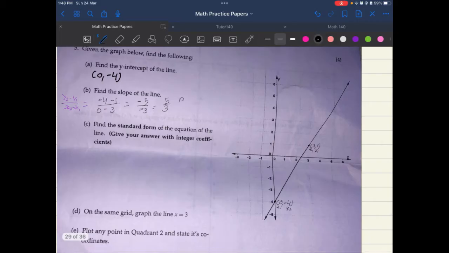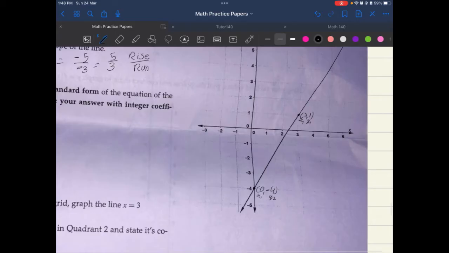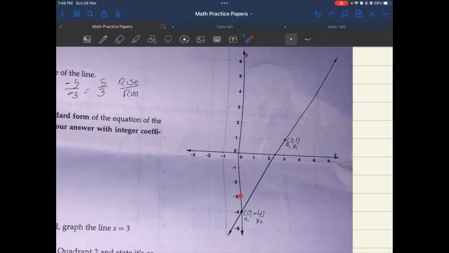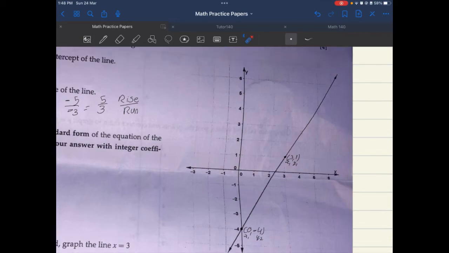This is rise over run. If you remember, the slope is just rise over run. So let's rise and let's run. Rise is 5, so we go up 5: 1, 2, 3, 4, 5. And then we go over 3: 1, 2, 3. Okay? So yes, this is correct. If you want to check from here, we go up 5, and then over 3. You see? There's a point right on the line.